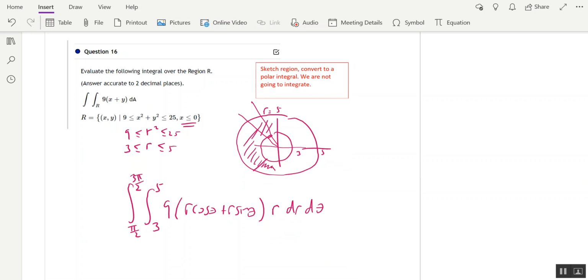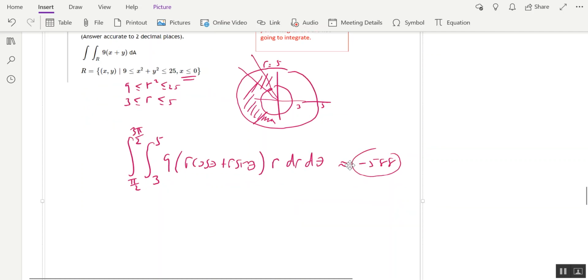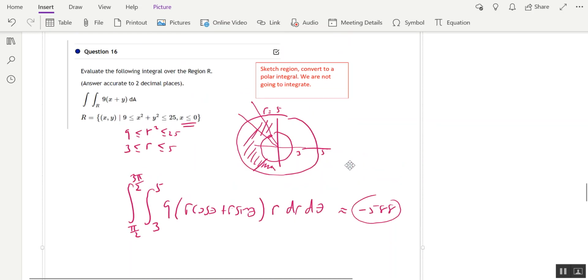And when you integrate, remember, first you distribute. So it's going to be 9r squared cos theta plus 9r squared sine theta dr d theta. And then I did this earlier, and then I got negative 588. So you can go through, make sure you get that as your answer. So that was it for what I had.